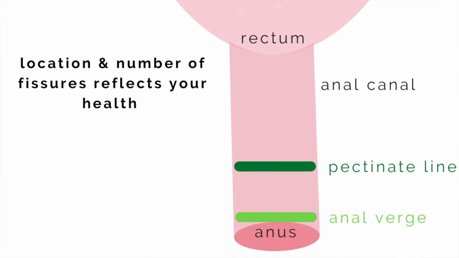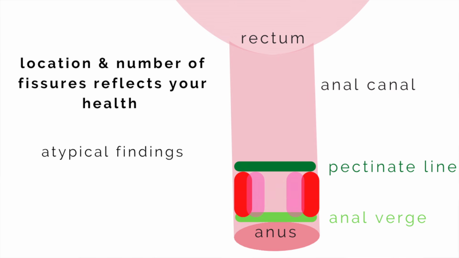However, fissures located on the sides of the lower canal, or more than two fissures, are both atypical findings and can be indicative of HIV, Crohn's, cancer, and other diseases. Of course, this is a rare finding, and I don't mean to scare you. I would just so much rather you find out if something is abnormal or atypical now than wait and find out later.